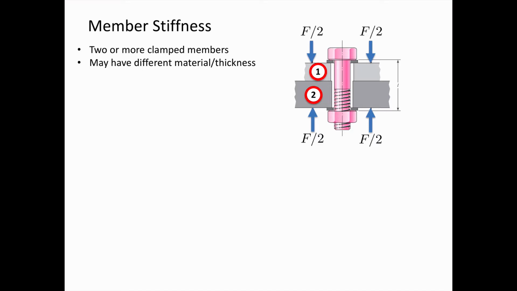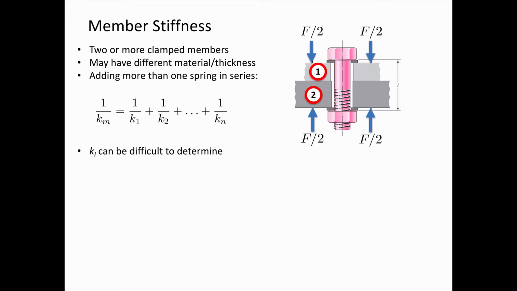Another complication is that we may have different materials in this bolted joint, and each member in the bolted joint may have different thicknesses. So if we want to add more than one spring in series, we use this formula. But getting the individual stiffness values for each of the members can be difficult to determine.